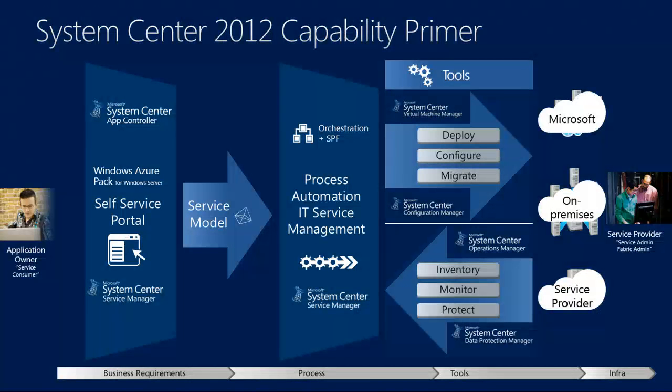You have App Controller, you have Service Manager that take care of the self-service portal experience, orchestration, and a new facility called Service Provider Framework that we built in 2012 SP1, for the process automation and IT service management areas. Virtual Machine Manager is the fabric management facility that we have in System Center that takes care of deploying, configuring, and all of the virtualization fabric. Operations Manager is for operating this fabric and monitoring it both from an infrastructure operational health perspective as well as an application health perspective, as well as Data Protection Manager, and then you have System Center Configuration Manager for managing the software.